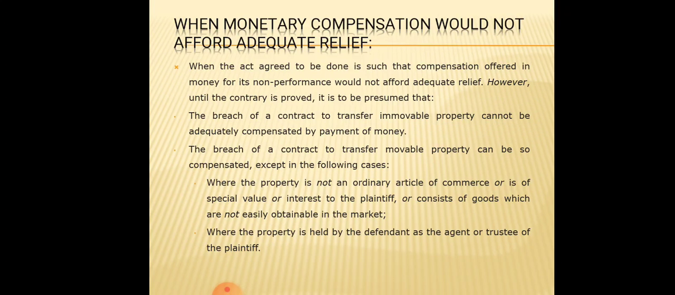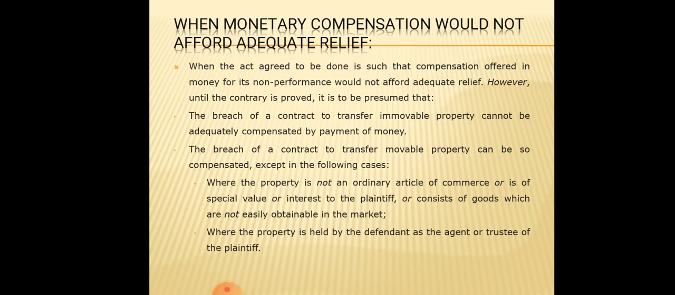Now we'll talk about when monetary compensation would not afford adequate relief. When the act agreed to be done is such that compensation in money for its non-performance would not afford adequate relief. However, until the contrary is proved, it is to be presumed that the breach of a contract to transfer immovable property cannot be adequately compensated by payment of money. Then, the breach of a contract to transfer movable property can be so compensated except in the following cases.